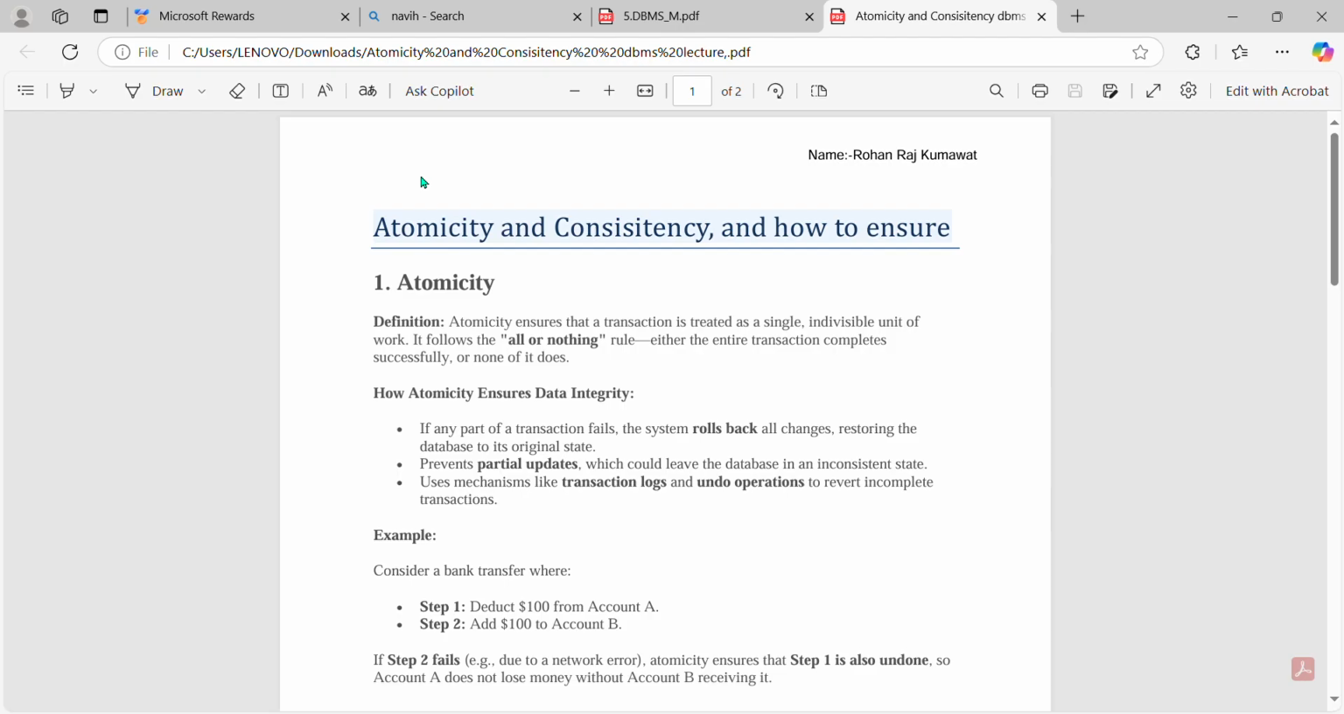So now we will talk about an example. Consider a bank transfer where step 1, $100 is deducted from account A. Step 2, add $100 to account B. Then what happens here? If step 2 fails, for example due to a network error, atomicity ensures that step 1 is also undone. So account A does not lose money without account B receiving it.